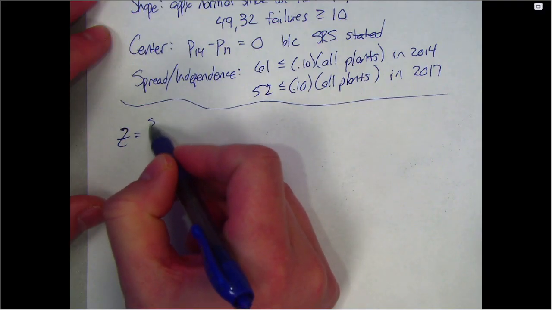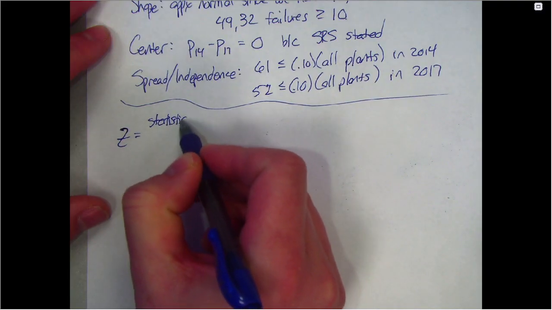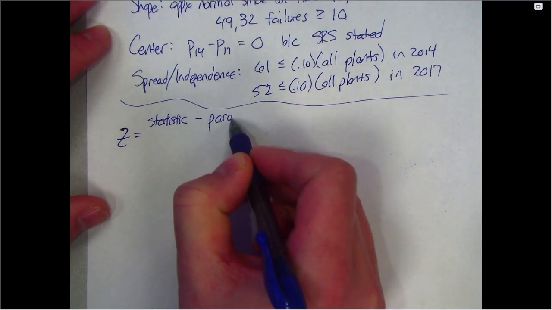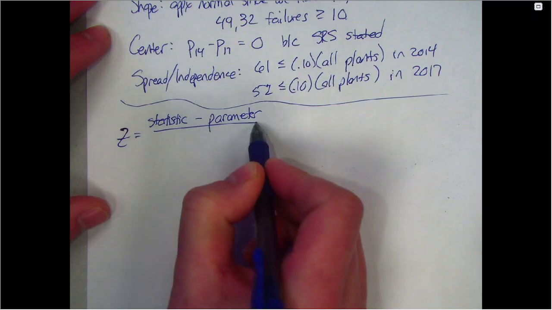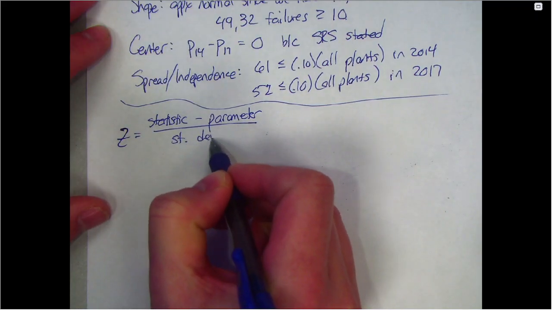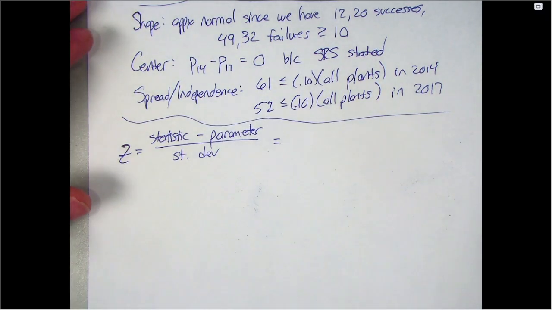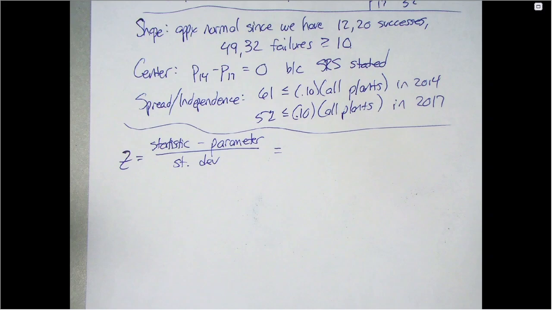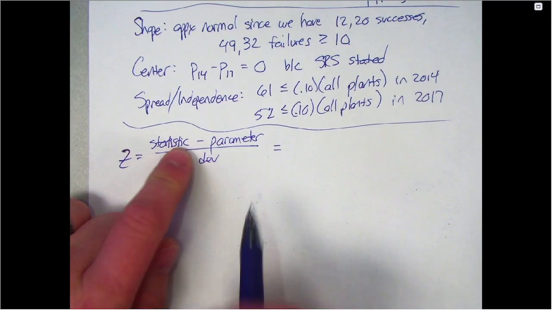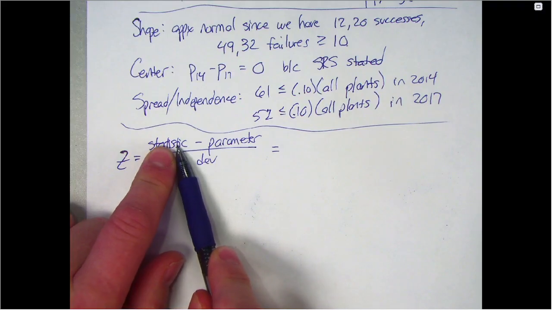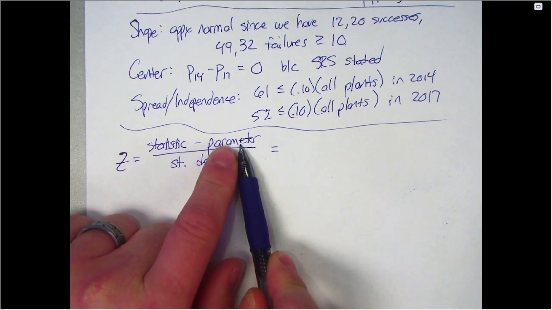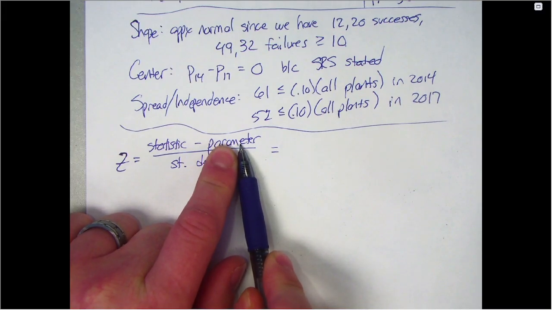So then your math part. It's a test, so we always start off with your general test formula: statistic minus parameter over standard deviation. But remember, we're comparing two things, and when you compare two things, you're subtracting them. So the statistic is the subtraction of the sample proportions. The parameter is the subtraction of the actual proportions.